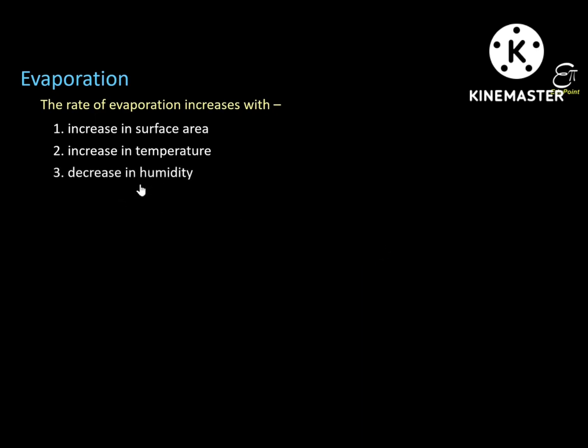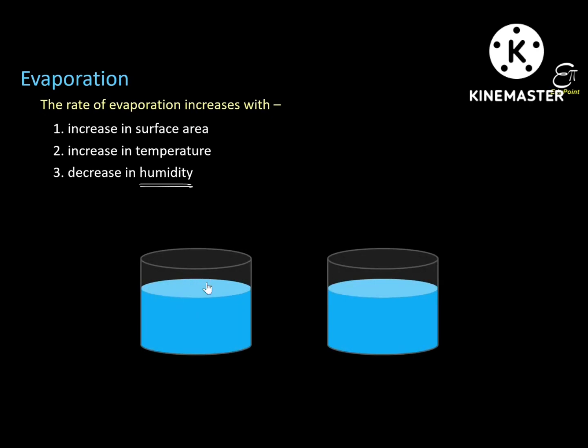The third factor is decrease in humidity. Humidity is the presence of water vapor in the atmosphere. So whenever the humidity decreases, the rate of evaporation increases. We'll take the example of two beakers. In beaker A, there is more humidity, so the particles of water vapor are more in beaker A, and beaker B has less humidity, so the particles in the vapor state in beaker B will be less.